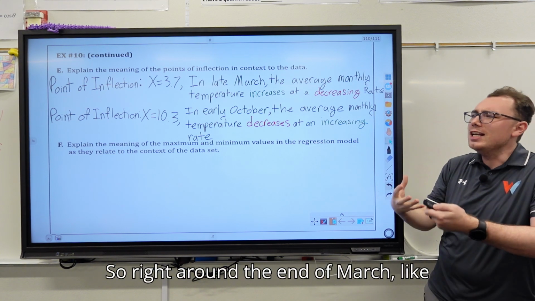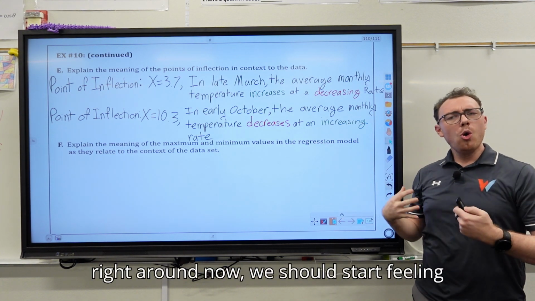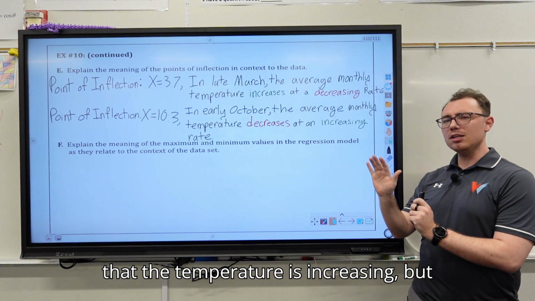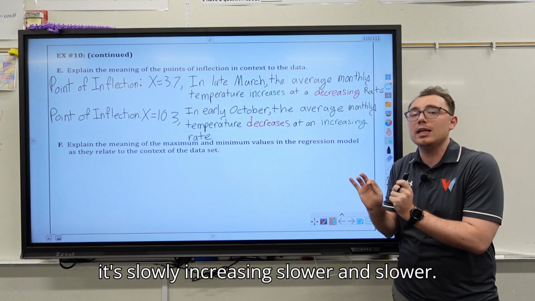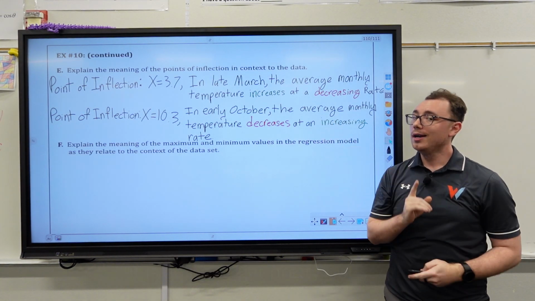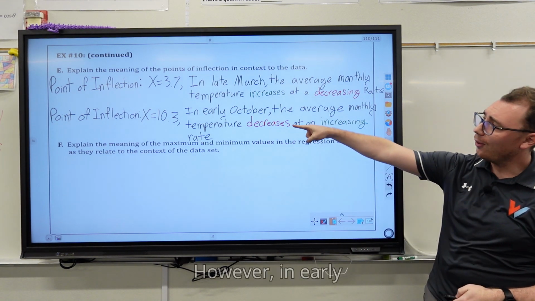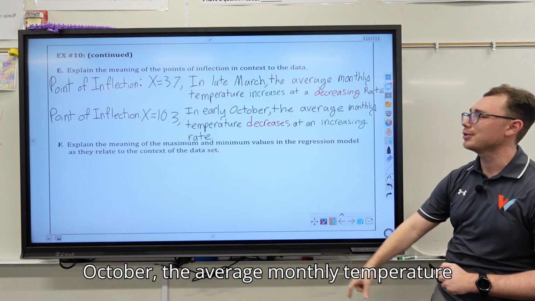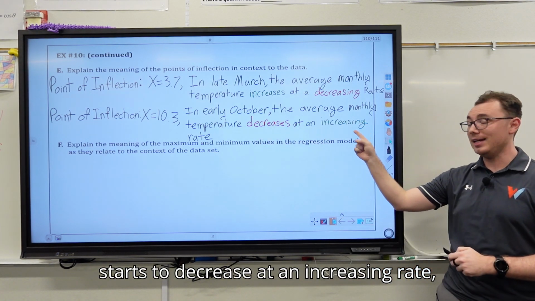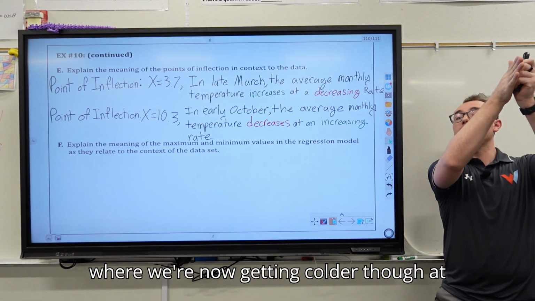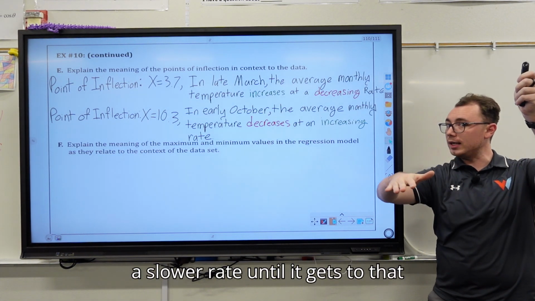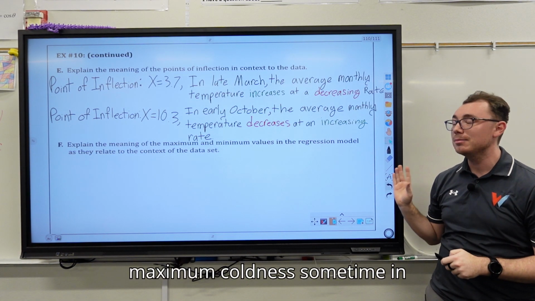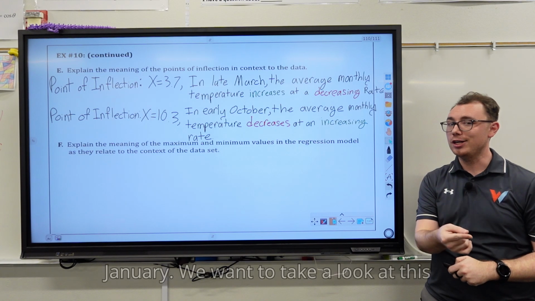So right around the end of March, like right around now, we should start feeling that the temperature is increasing, but it's slowly increasing slower and slower. It is going to get pretty hot soon. However, in early October, the average monthly temperature starts to decrease at an increasing rate, where we're now getting colder, though, at a slower rate until it gets to that maximum coldness sometime in January.